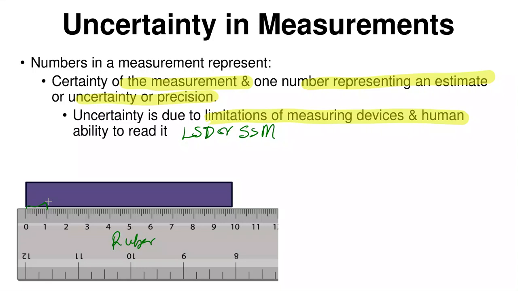So what am I going to do to determine the least scale marking of this? First of all, if you count from here to here, there are 10 small lines. If you see 1, 2, 3, 4, 5, 6, 7, 8, 9, 10. If you count again, it's 10.